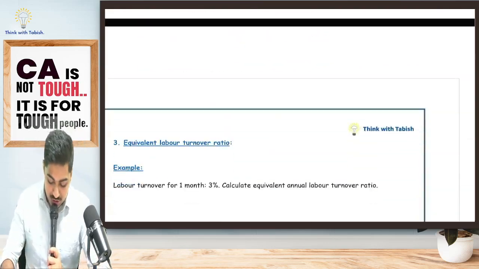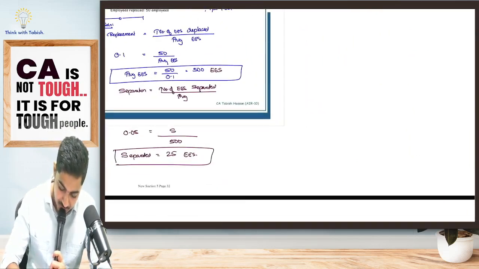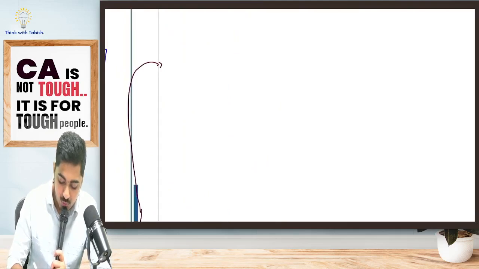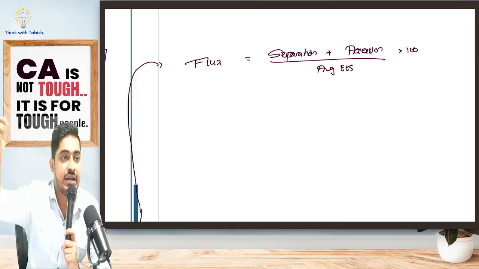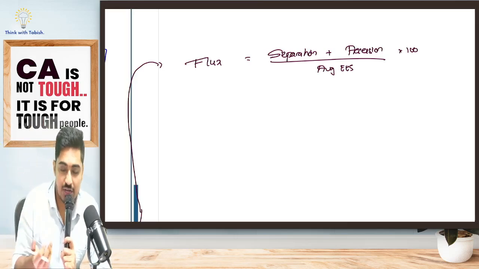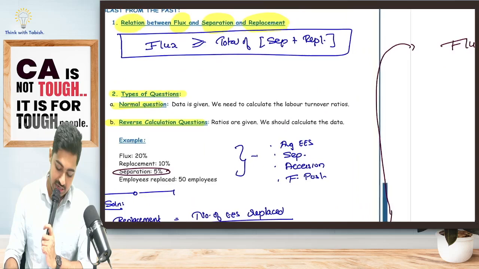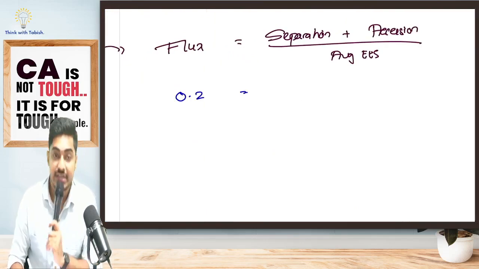Then I should also do as per my flux method. So I will continue here itself. What is the formula of the flux method? It is separation plus accession divided by average number of employees into 100. If I multiply by 100, it becomes a whole number, otherwise it remains a decimal. Let me keep it in terms of decimal. Flux method is 20%. 20% is 0.2.